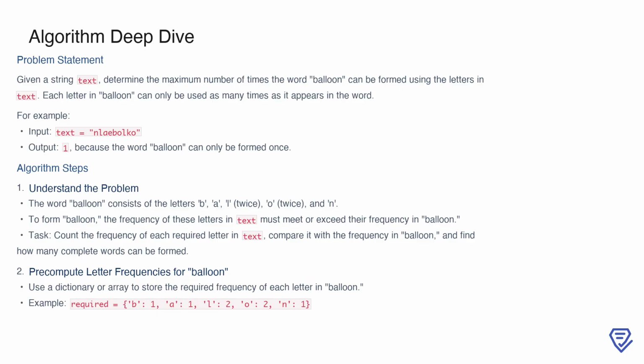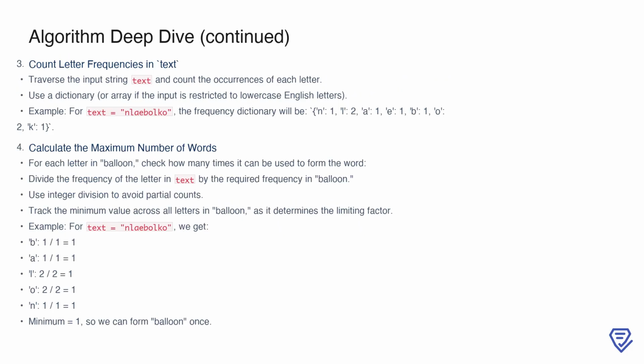The first step is to pre-compute these required frequencies for balloon using a dictionary or array, which will act as a reference throughout the algorithm. Next, we count the frequencies of each letter in the input string text. This can be done by iterating through text and storing the counts in a dictionary. For example, if the input is LeetCode, the resulting frequency dictionary will be N1, L2, A1, E1, B1, O2, K1.